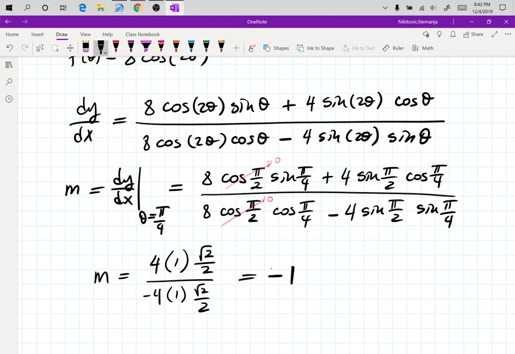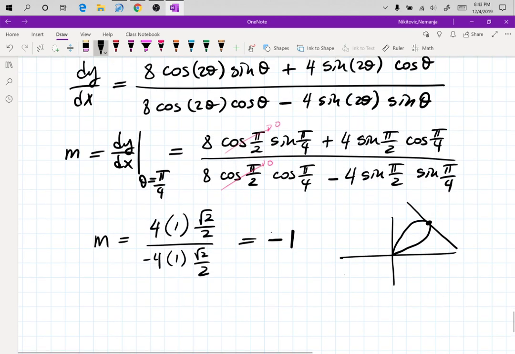Now, you shouldn't be expecting anything else because the pedal was right there, and that's where the pi over 4 is, and the only tangent line I can draw there is this one, which is perfectly at the negative 1 angle, right? This is what everyone says, right. And then we move on.